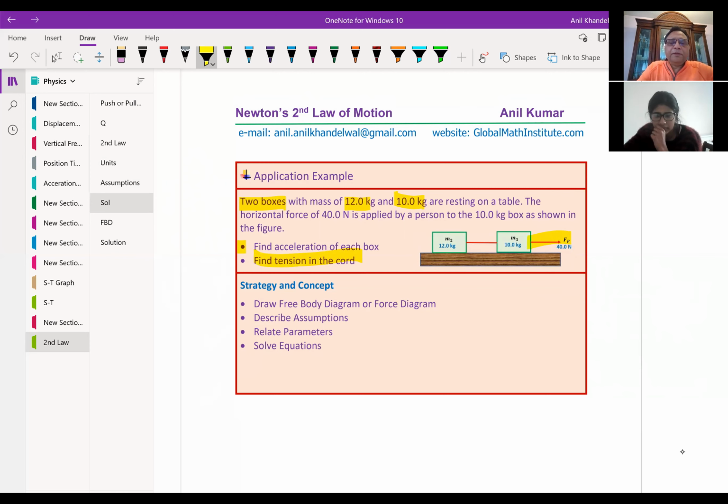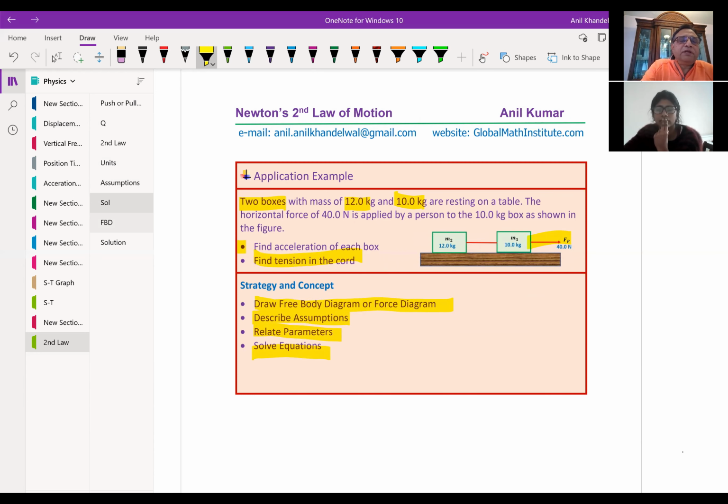Now, to begin with, what are the important things? First thing is you need to draw a free body diagram or a force diagram to understand the situation. Then you should describe all your assumptions, which we discussed earlier, relate all the parameters, which will give you equations to solve, and then solve your equations. So these are the steps to be followed, correct? Whenever you're going to solve such a question.